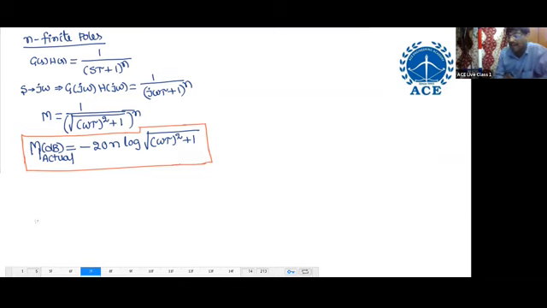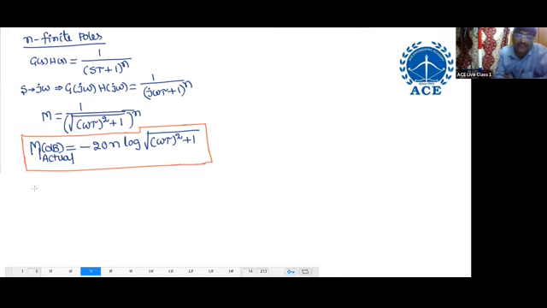Why have I written actual? Because Bode plots are not actual plots. They are approximated plots. When you are drawing an approximated plot, there are errors in the plot, not steady state errors. Errors exist in the plot. To calculate the error, you need this actual value. It will come later, no need to worry.